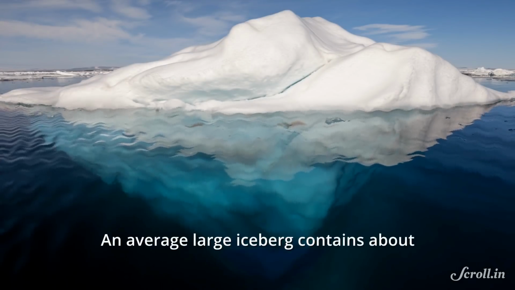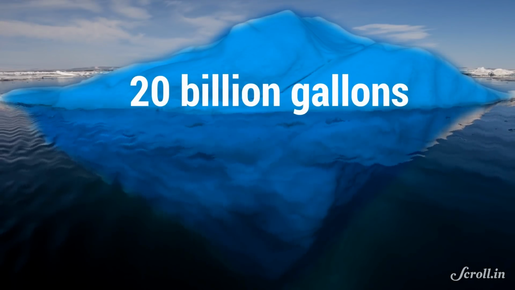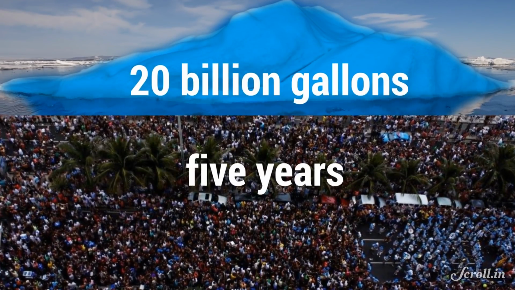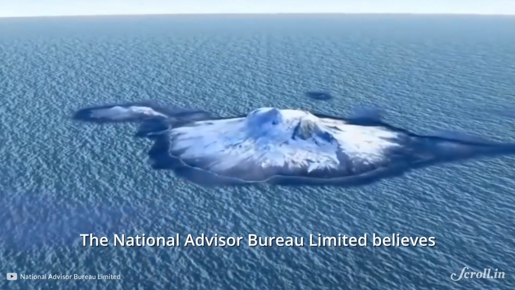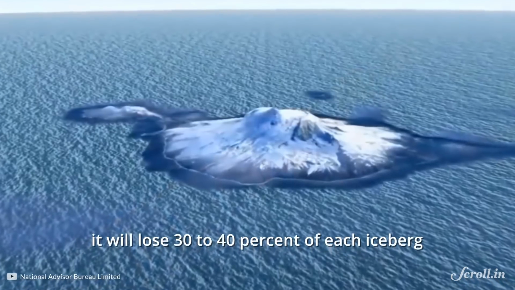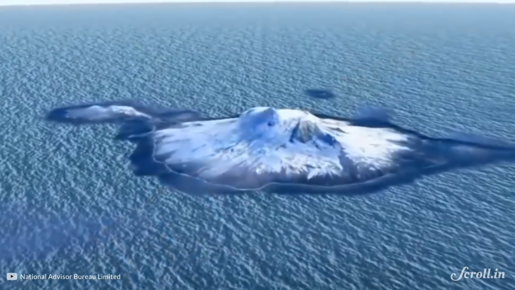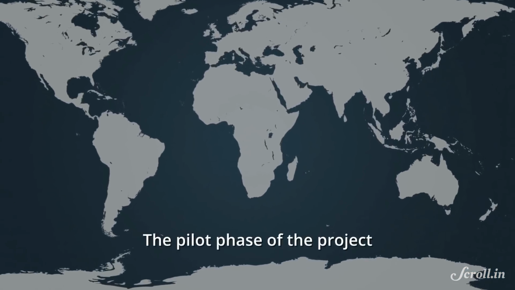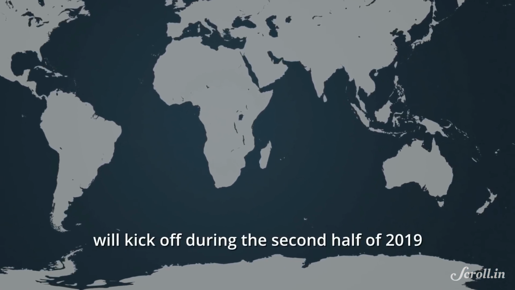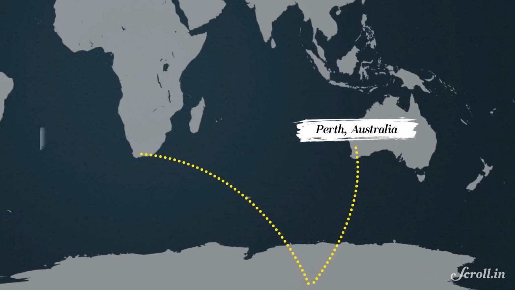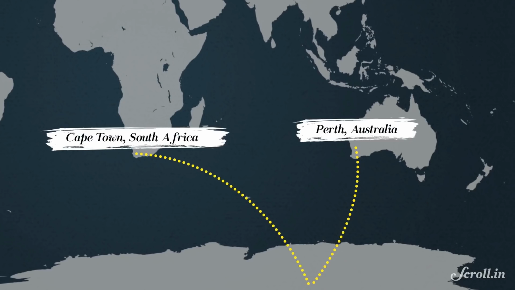An average large iceberg contains about 20 billion gallons of water, enough for 1 million people for over 5 years. The National Advisor Bureau Limited believes it will lose 30 to 40% of each iceberg during the year-long journey. The pilot phase of the project will kick off during the second half of 2019 towards the coast of Perth in Australia or the coast of Cape Town in South Africa.